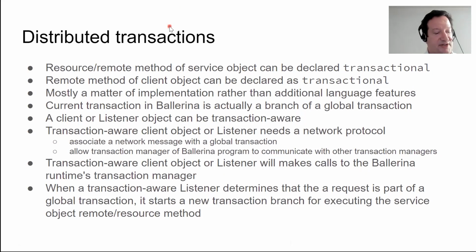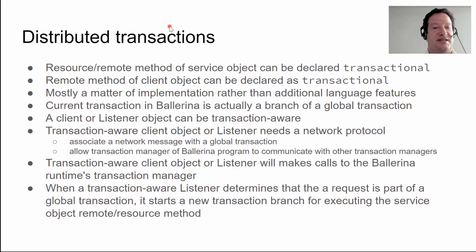Okay, let's talk about distributed transactions. So we've got these two interesting features. We've got transactions, and we've got network interaction features, services and clients. We want them to work together, and they do. So in language terms, there's not a lot to it. You can declare a remote or resource method of a service object as transactional, and you can declare a remote method of a client object as transactional. Mostly what's distributed transactions is a matter of implementation. There's an awful lot that goes on under the covers to make it all work.